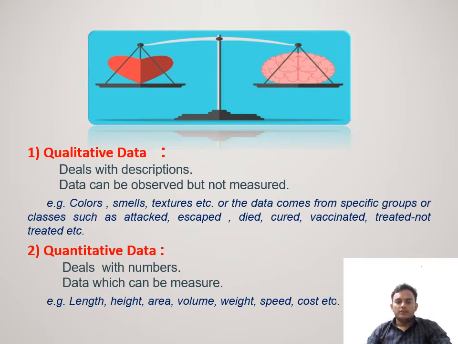Now, second is quantitative data. Quantitative data deals with numbers, data which can be measured. So, measurable data is quantitative data, for example, length, height, area, volume, weight, speed, blood pressure of a patient. So, these are the examples of quantitative data.